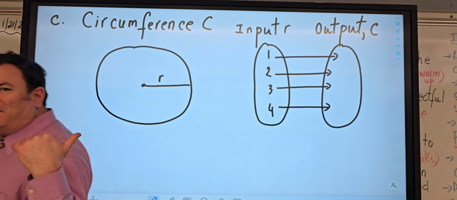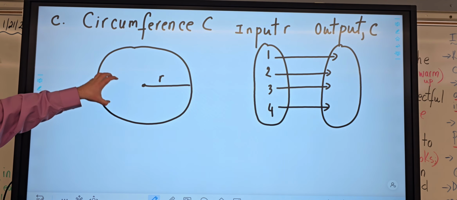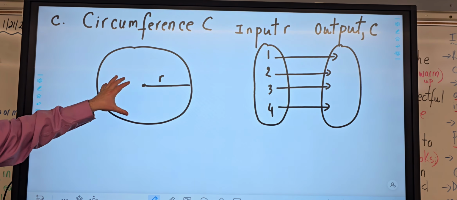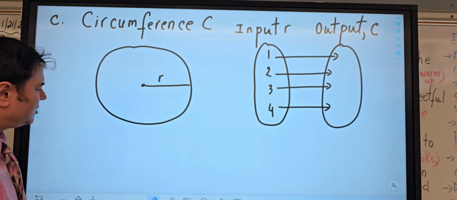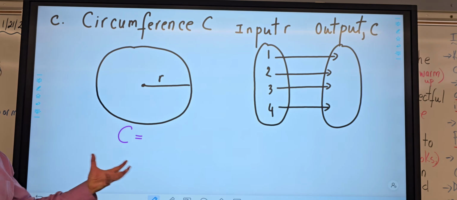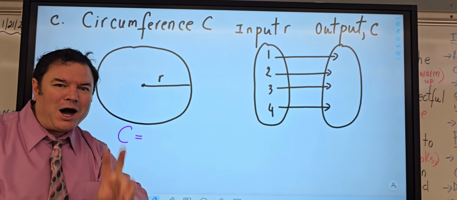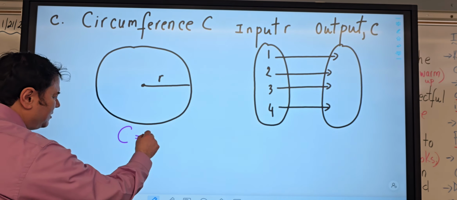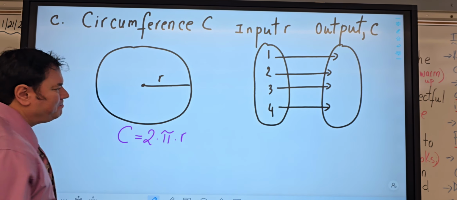Now, tell me about this shape. So here we see a what? Here we see a circle, right? And they are giving us the circumference for the output. So we are going to always start with the formula. The circumference of a circle is, if you remember, 2 pi r, right? 2 times pi times r.